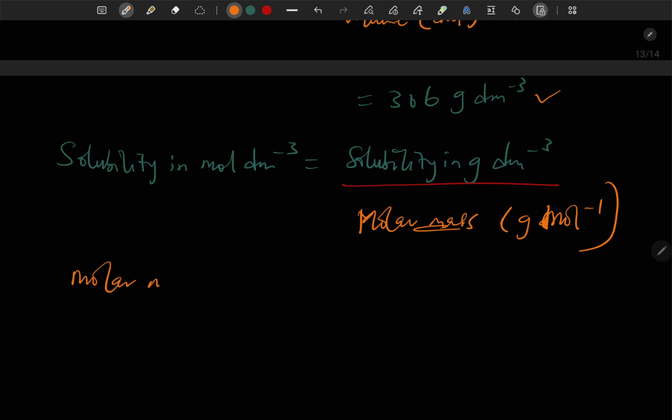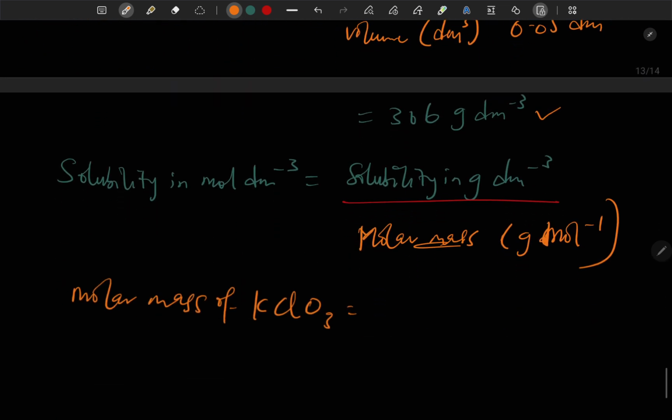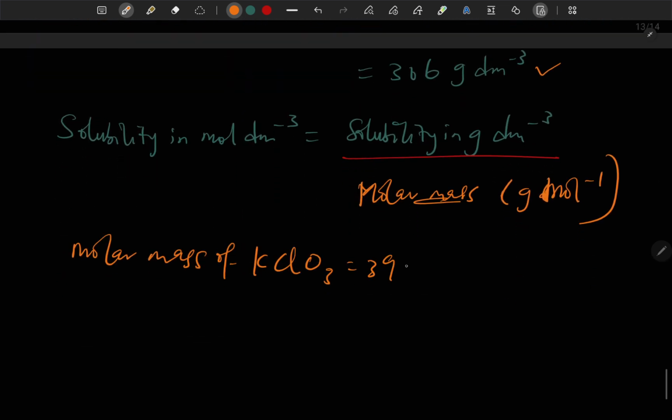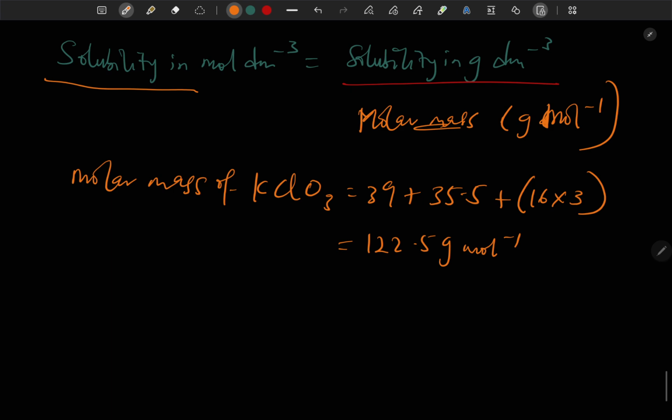To calculate the molar mass of KClO3, we are going to add the atomic masses of each of the atoms. So for potassium we have 39, chlorine is 35.5, oxygen is 16. So we have 39 plus 35.5 plus oxygen is 16, but we have 3 atoms of oxygen, so that will be 16 times 3. So that will give us 39 plus 35.5 plus 16 times 3, and that is 122.5 grams per mole.